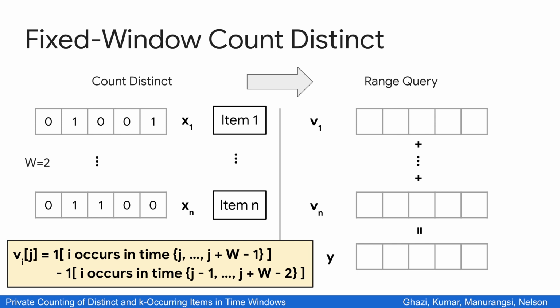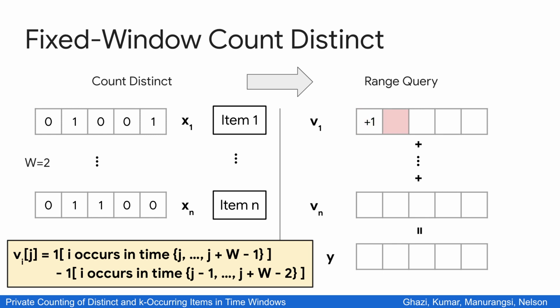To fill in the first coordinate of v1, we take a look at whether this item 1 occurs in the current window, and the answer is yes, it does. It occurs in the second time step. And then we subtract from it whether this item 1 occurs in the previous time window, and in this case, it doesn't occur in the previous time window. So v1 would be equal to plus 1.